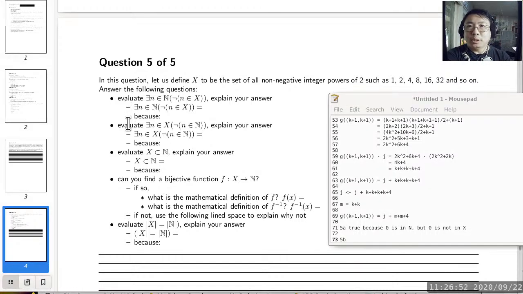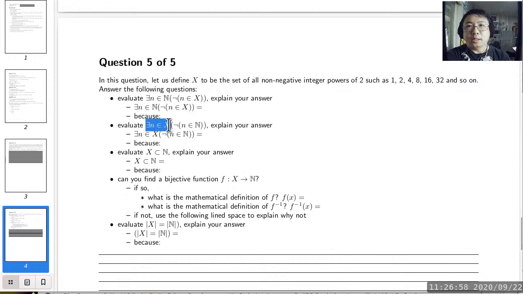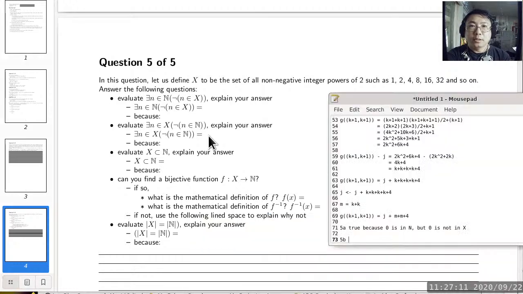5b is this portion here. So about the same thing, except it's reversed. Okay, so I'm asking, is there an element in x, which is the set of all the non-negative powers of 2, such that that n is not a natural number? Okay, so I think this time the answer is false.